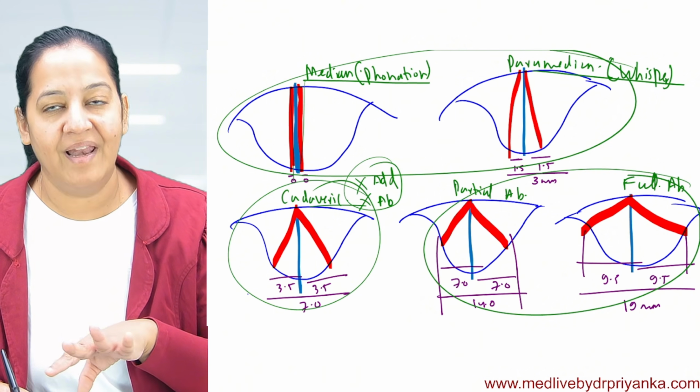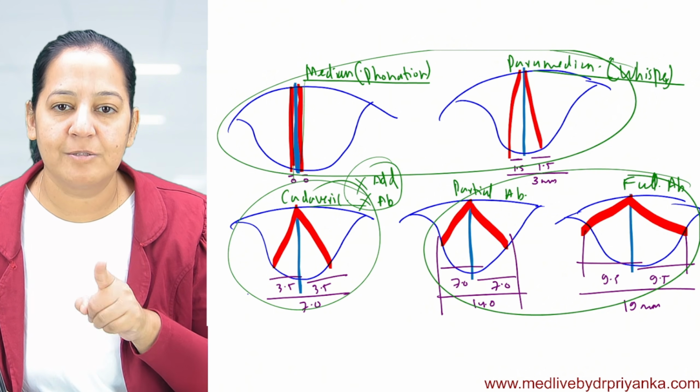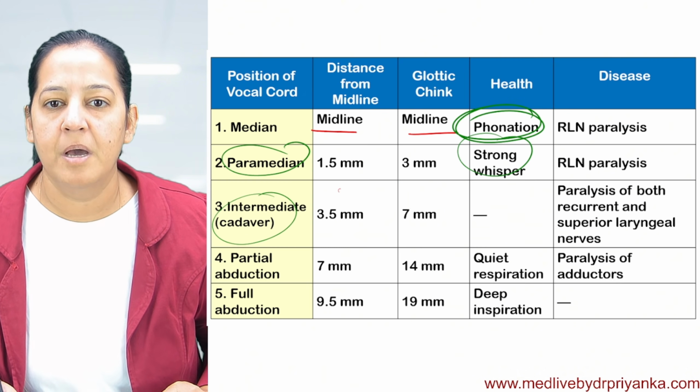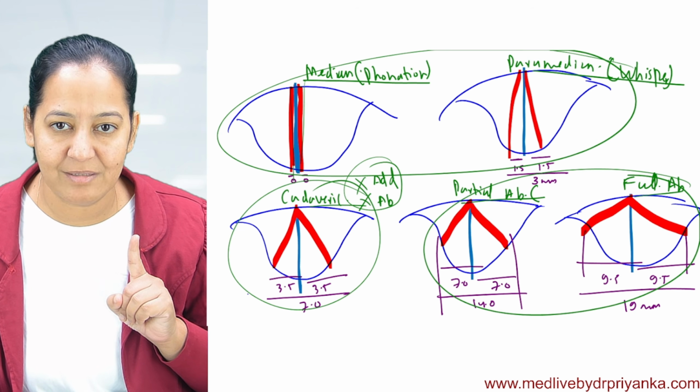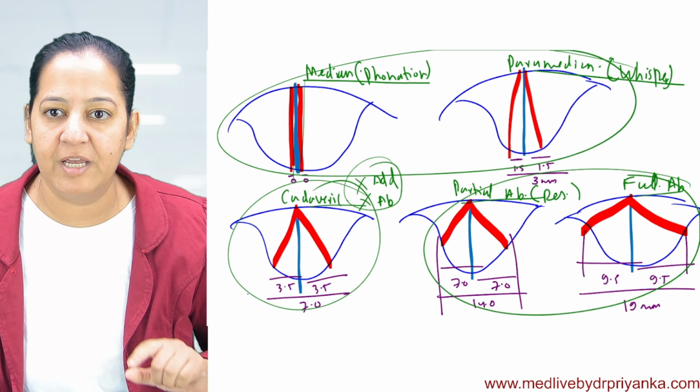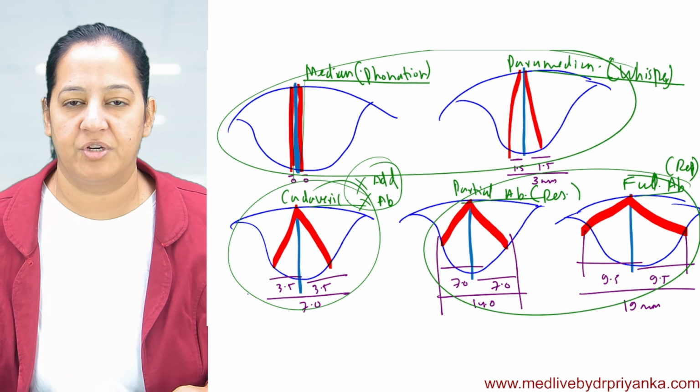Now abduction. Let's act abductor on them. This is partial abduction. This is full abduction. Partial and full both are required for inspiration. This is for quiet respiration and this is for deep respiration. I hope you got it.